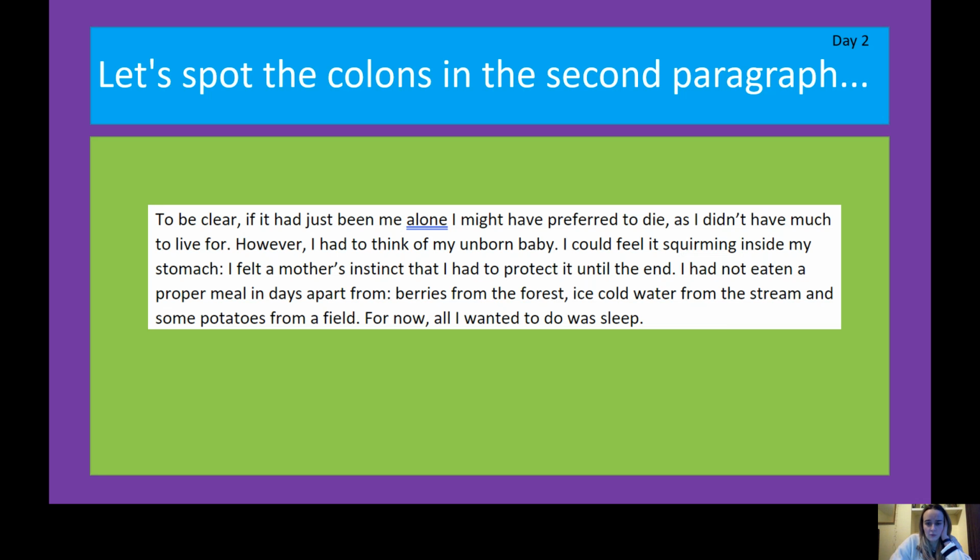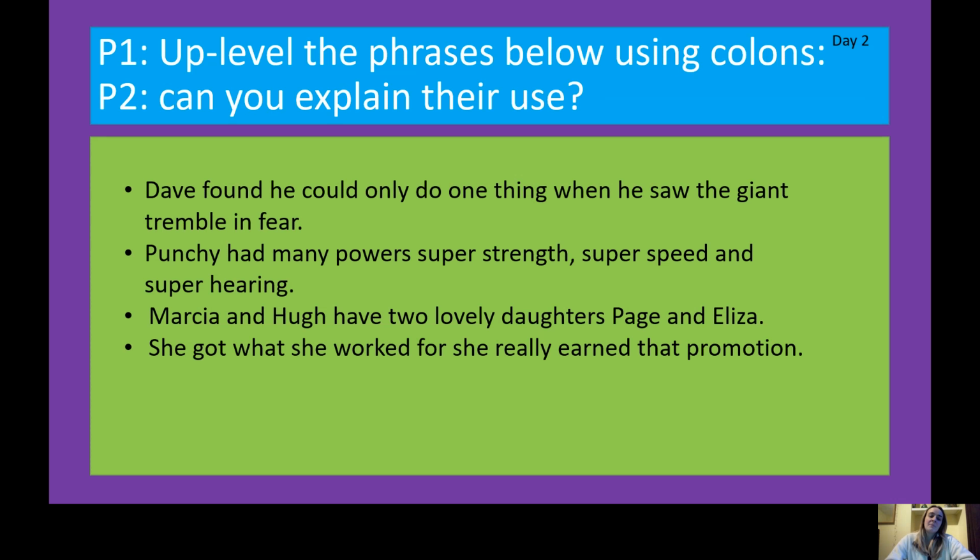And the second example, which I see is, this is being used in a different way, before a list. So you've got here, I had not eaten a proper meal in days apart from, colon, berries from the forest, ice cold water from the stream, and some potatoes from a field. So in your writing today, perhaps you will feel more confident with using the colons before a list, but do try to use them in both contexts as well. And here's this red just really highlighting where the colons were in the model text in the second paragraph.